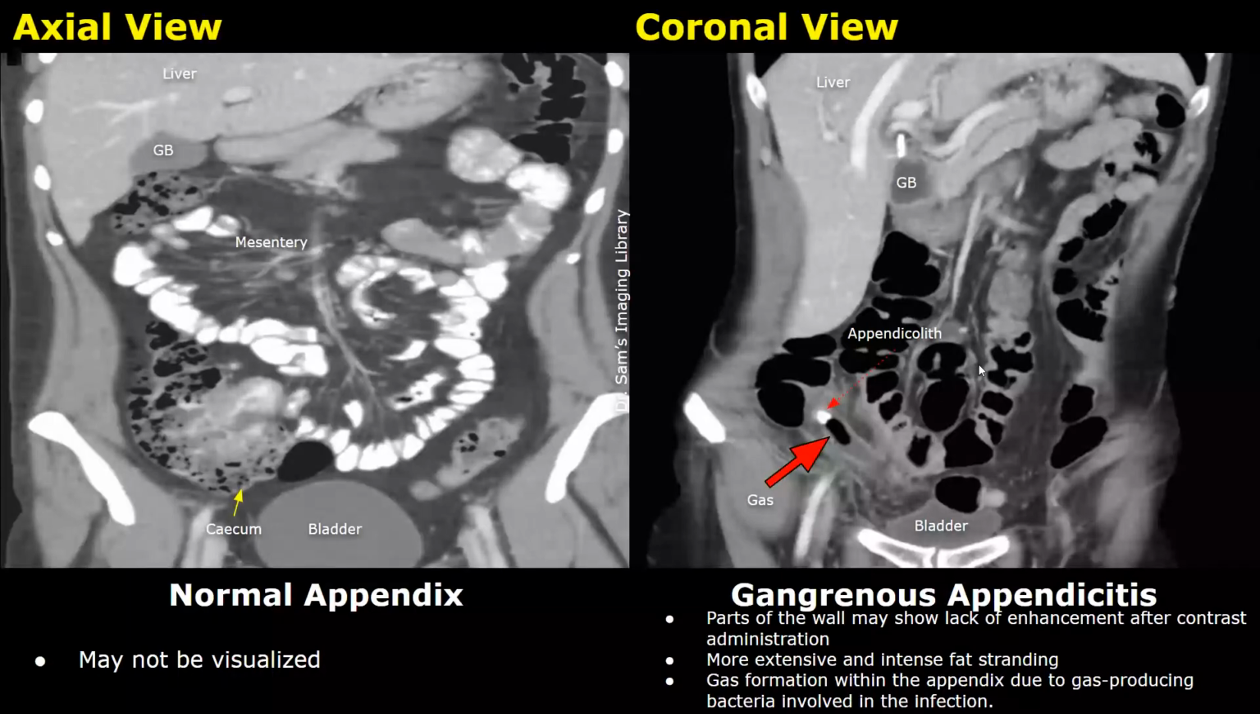A gangrenous appendicitis often involves intraluminal gas within the inflamed appendix. This is due to gas-producing bacteria involved in the infection. This gas strongly indicates a gangrenous appendicitis. Some parts of the wall of the appendix may not enhance after contrast is administered due to necrosis. Significant fat stranding or periappendiceal inflammation is present, and appendicolith is also noted. This type is more prone to rupture, leading to a perforated appendix.